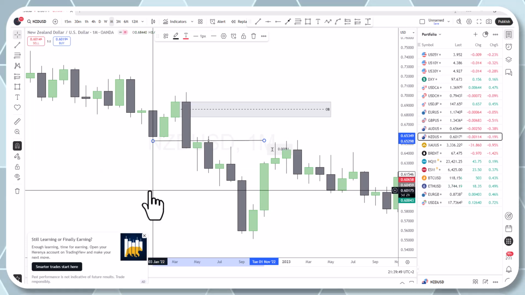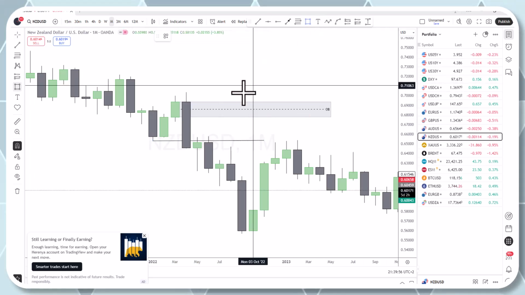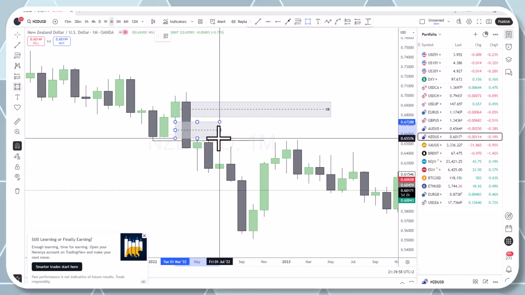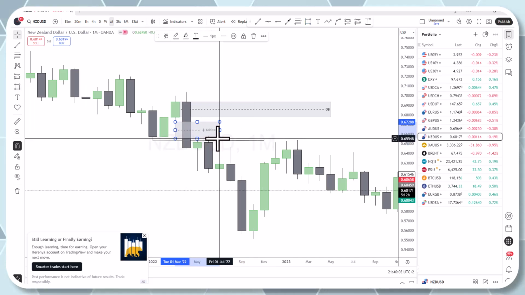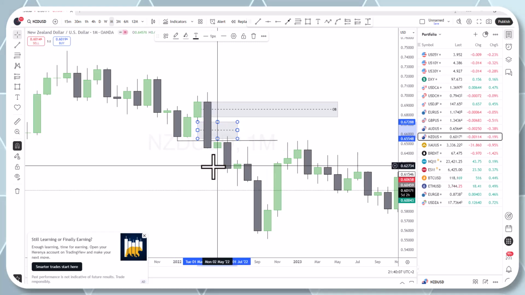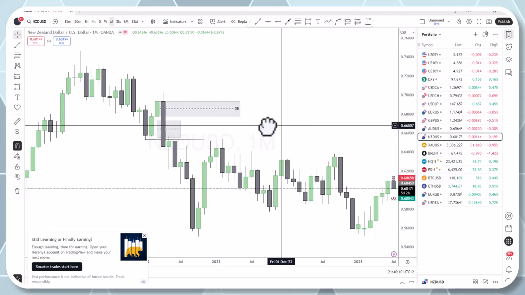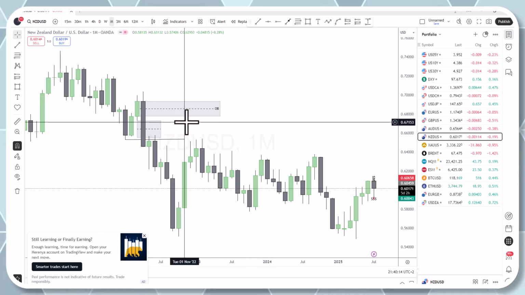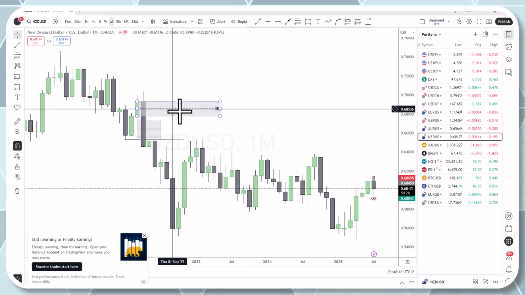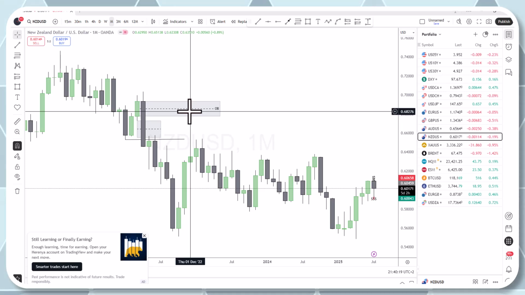We need to see number 3. We need to see imbalance. Right, where is our imbalance? Where is our inefficiency? Where is our fair value gap? Right there. That is our fair value gap. Now you can clearly see price hasn't returned yet to this OB, but once that happens, then that's a high probability bearish order block, a valid bearish OB.